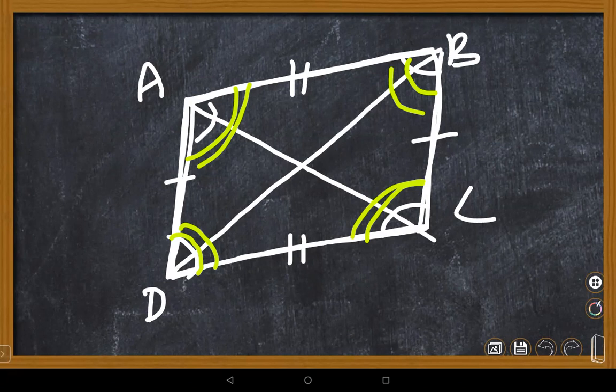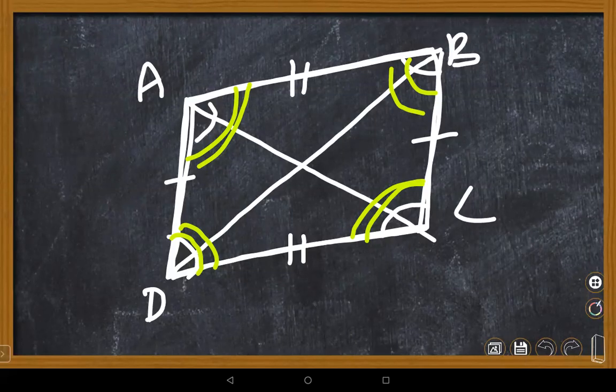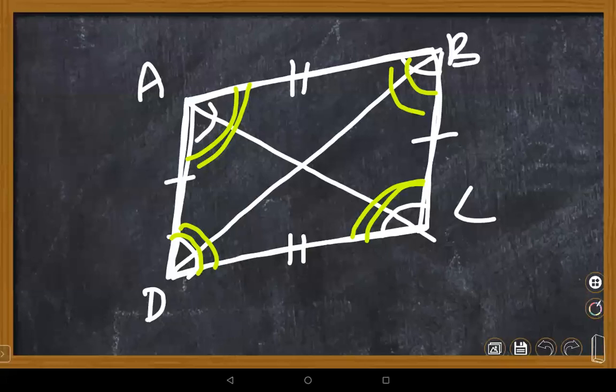And not only this, children, what is the sum of angles in a parallelogram? 360. Very good. Why? Because it is a four-sided polygon. For any four-sided polygon, the sum of interior angles should be equal to 360. These are all points you're supposed to remember.